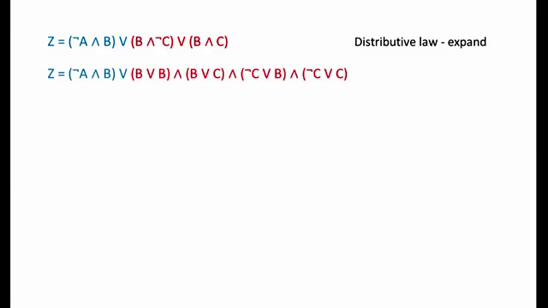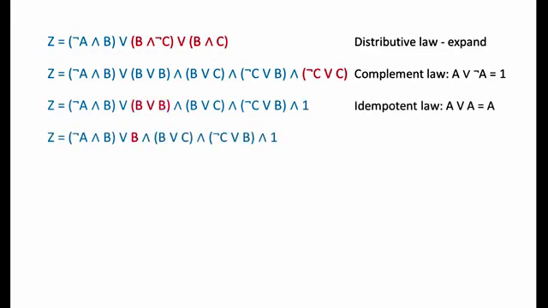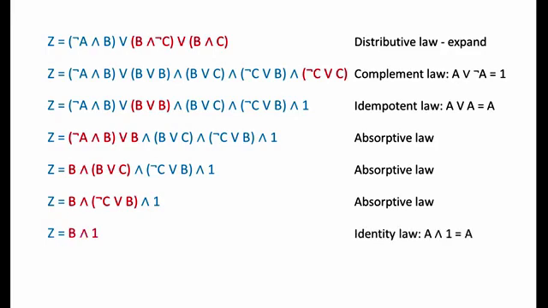Here's solution 2. First thing I'm going to do is expand this part of the expression using the distributive law. Now I'm going to use the complement law to reduce NOT C OR C down to 1. The idempotent law allows me to reduce B OR B down to B. There's an opportunity to absorb here. There's another opportunity to absorb. And yet another opportunity to use the absorptive law. Finally, B AND 1 becomes B according to the identity law.